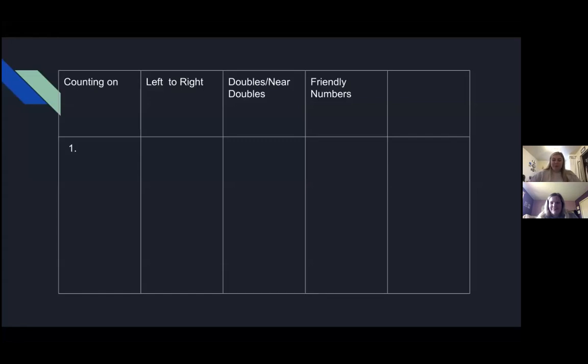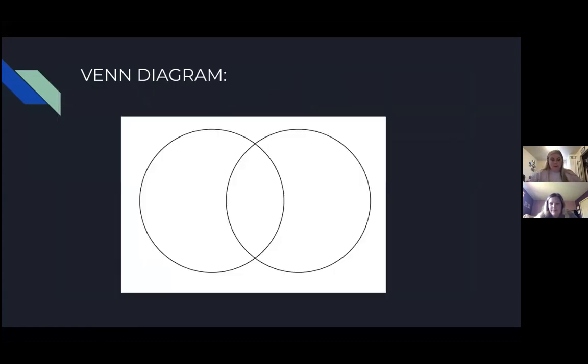Now that we went over the strategies and you guys learned some facts about them and recalled some facts, we're going to move on to a Venn diagram. So we're going to do compare and contrast of two strategies that we learned today, and you can pick the two that you want. You should have at least two facts in each circle, and then you should have two facts in the middle where you can pair them. Now we're going to give you about 5 minutes to complete this.